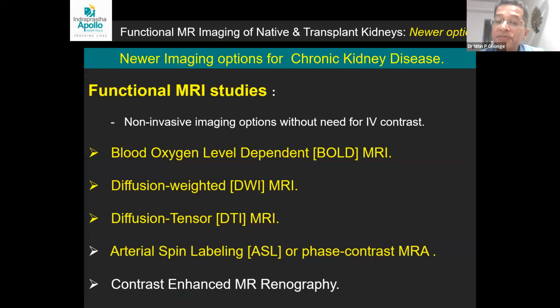So renal biopsy is therefore important and is the only option at times, and you cannot completely rely on RI values on Doppler. But now you should be aware of these new imaging options called functional MR studies, which are non-invasive with no need for IV contrast. There are multiple imaging tools with MRI, including BOLD MRI or blood oxygen level dependent MRI, diffusion weighted MRI, diffusion tensor MRI, and ASL phase contrast MRI. These four options don't need any contrast. Contrast enhanced MR renography requires contrast.